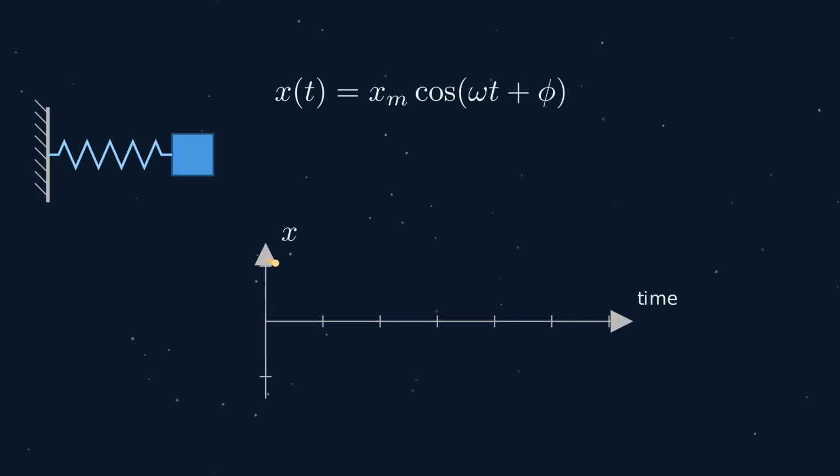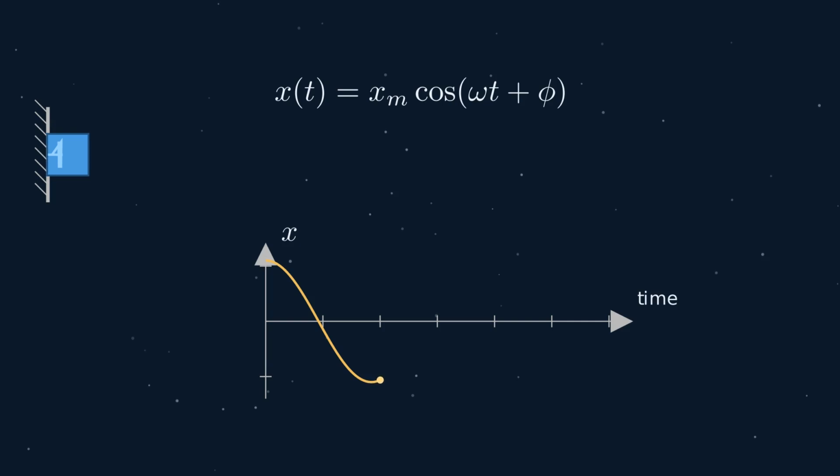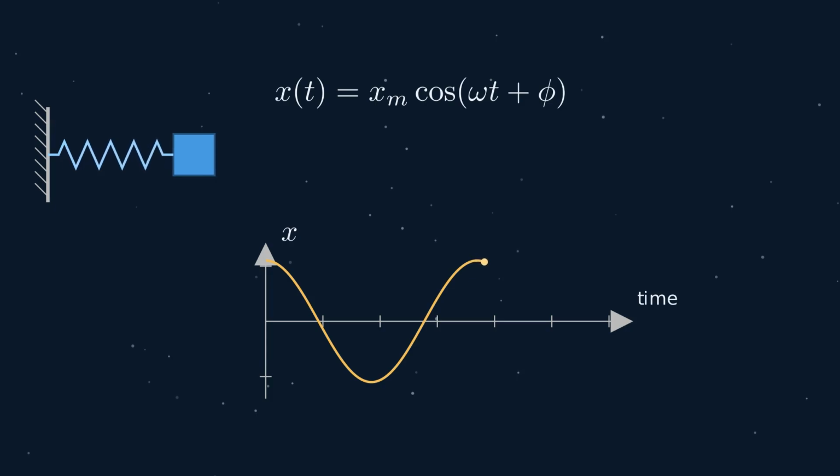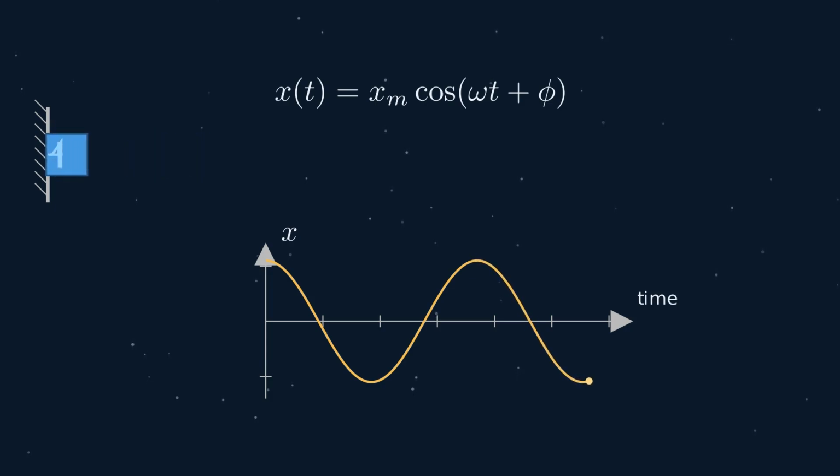Watch it happen. On the left, the block glides back and forth. On the right, that very same motion unrolls in time as a smooth cosine wave. Same motion, two ways of seeing it.